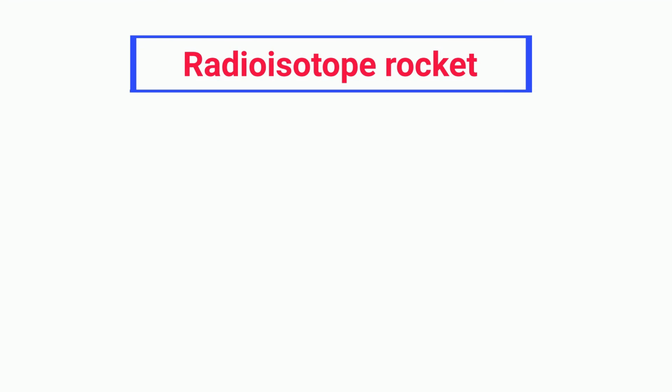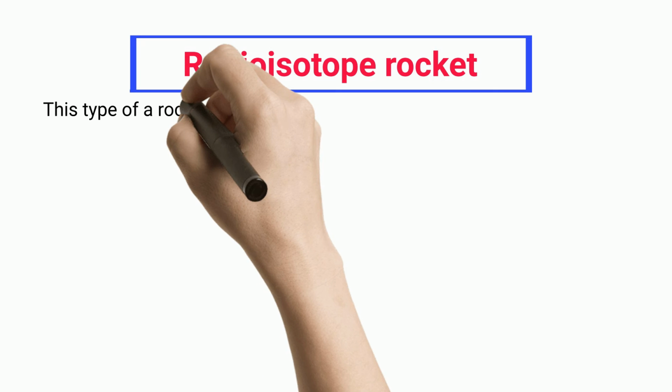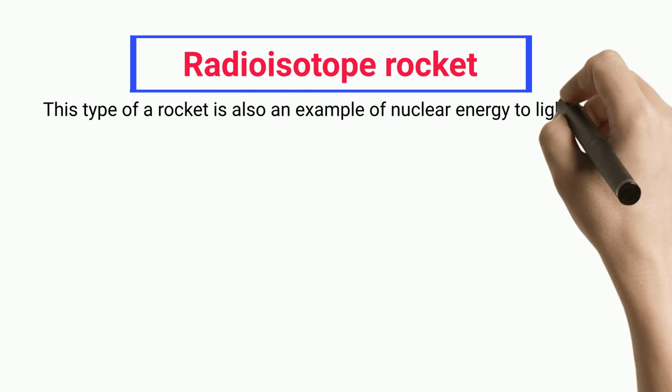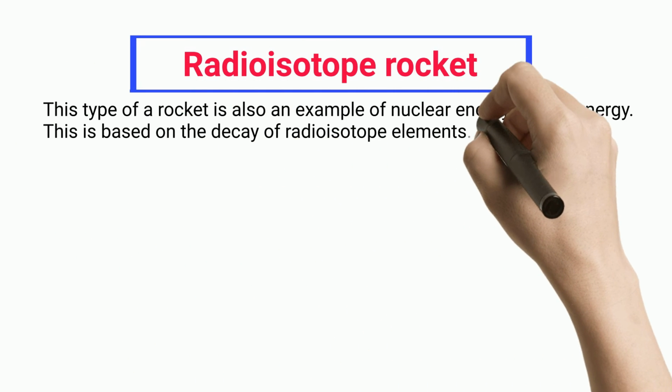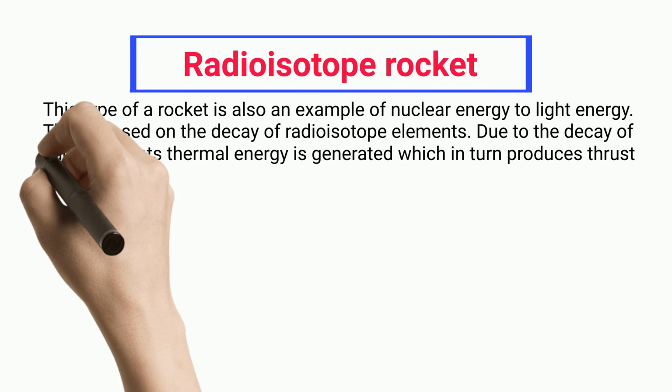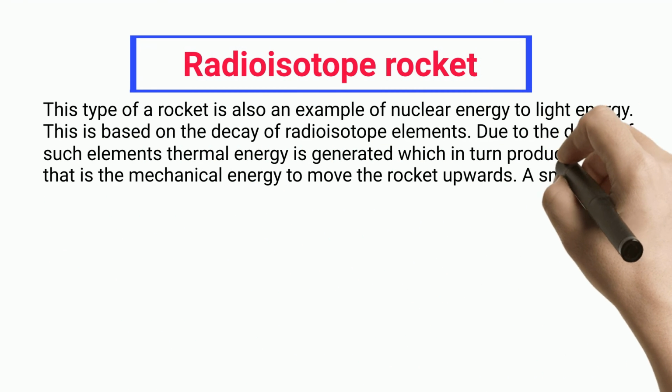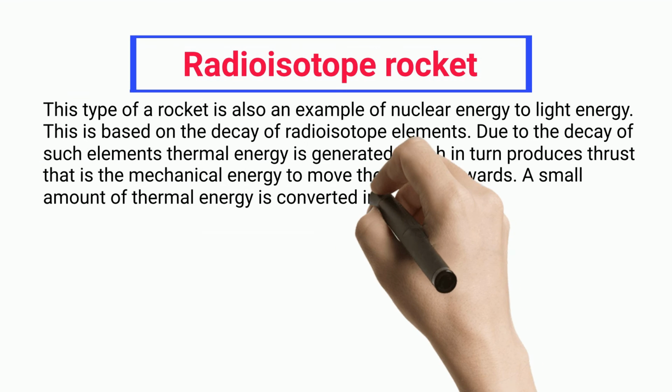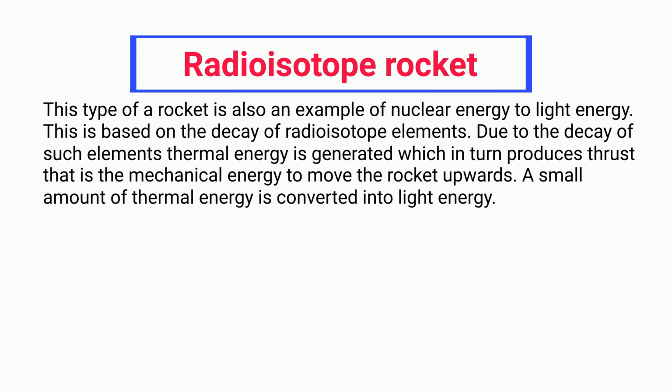Radioisotope rocket. This type of rocket is also an example of nuclear energy to light energy. This is based on the decay of radioisotope elements. Due to the decay of such elements, thermal energy is generated, which in turn produces thrust, that is the mechanical energy to move the rocket upwards. A small amount of thermal energy is converted into light energy.